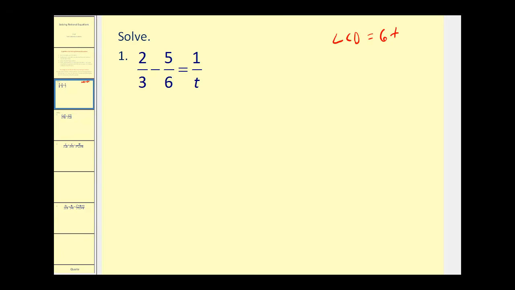This is what I mean by that. I'll take each of these terms and multiply by 6t over 1. Now we'll simplify each of these products. So this would change to a 1, this would change to a 2. Here the 6's simplify out, and here the t's simplify out.